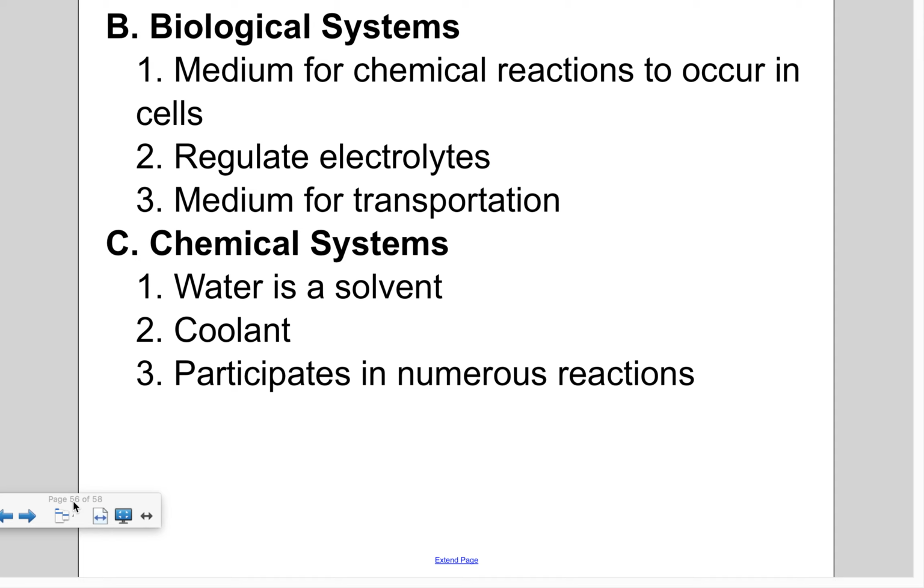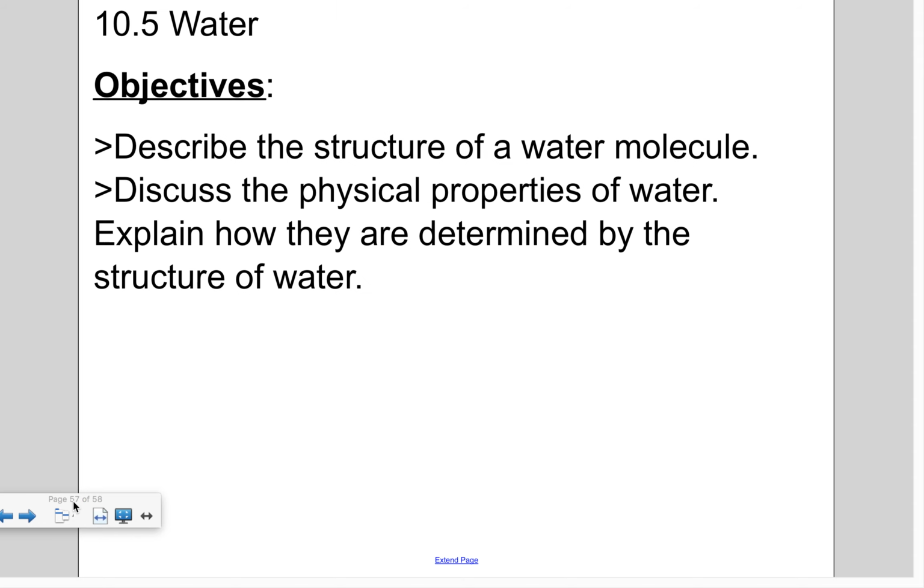Chemical systems that water can be involved in. Water is the universal solvent. Give water enough time and water will pretty much dissolve anything. It's also a great coolant. Like I said, it can store a large amount of heat, and it can also participate in numerous reactions. So yeah, water is pretty important. So that does it for the properties of water. A little bit shorter lecture.